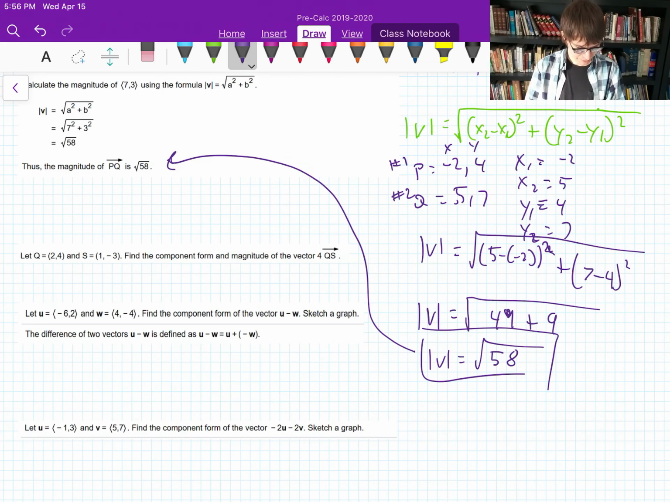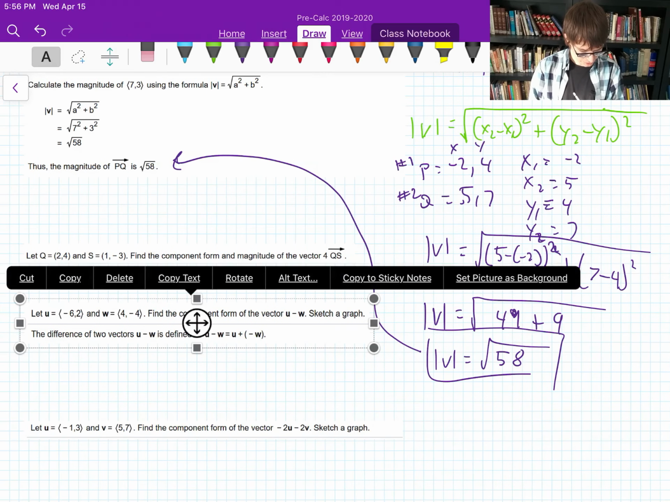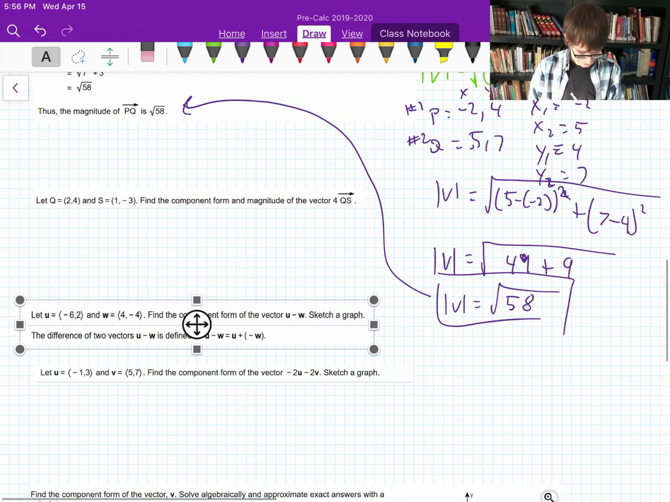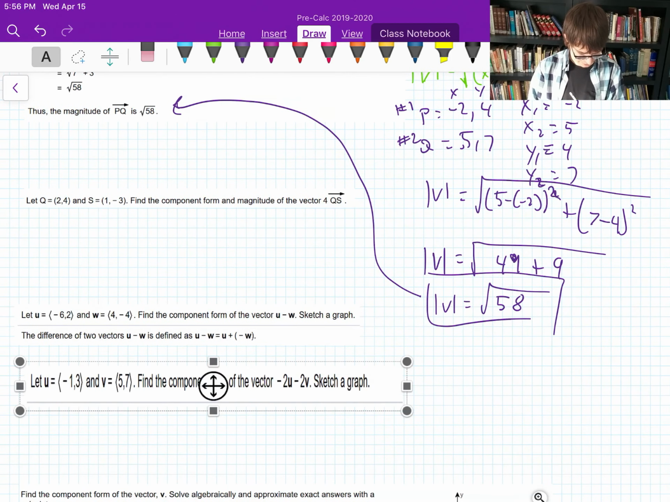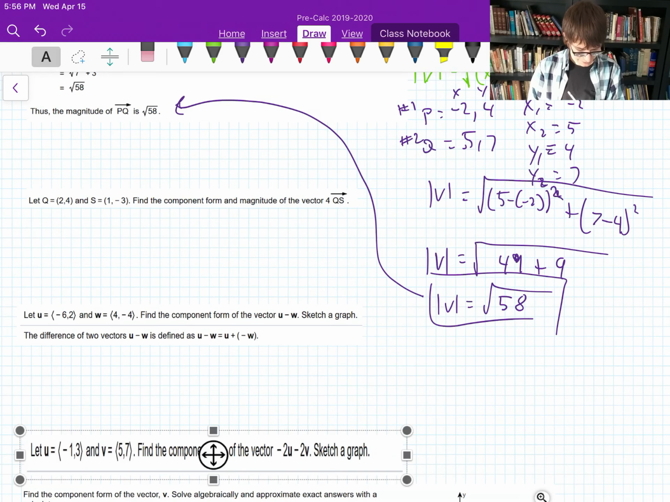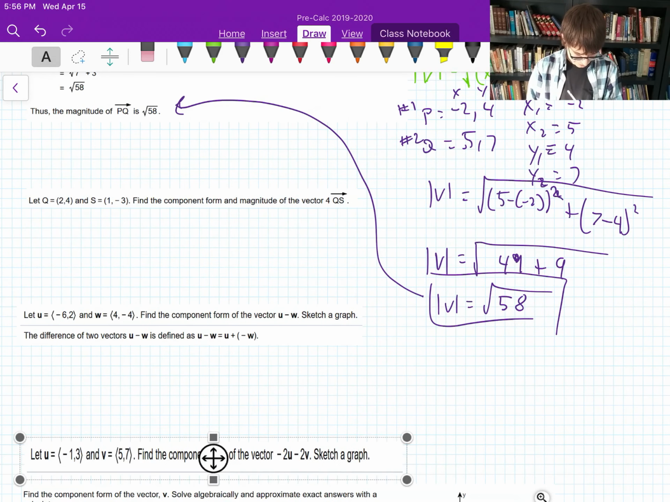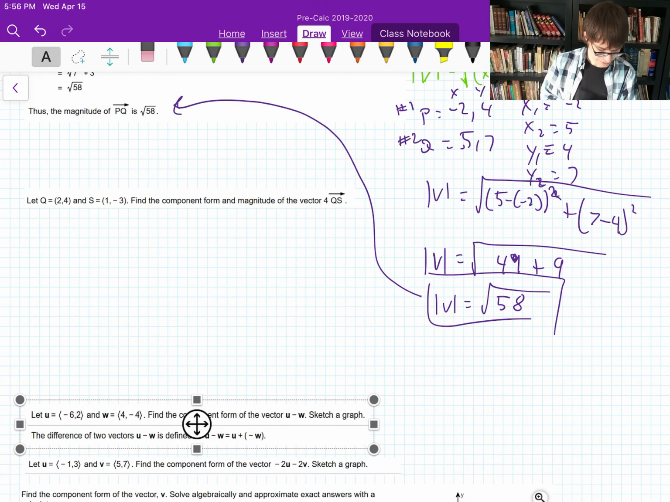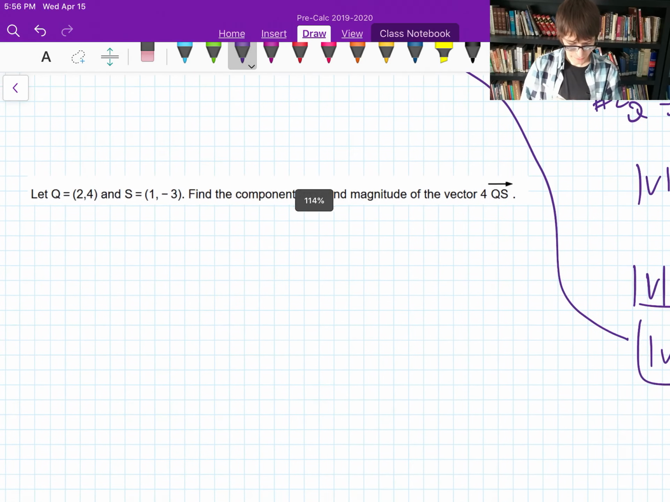Oh, it looks like I need to make more space. While I'm making more space, let's read the problem. It says let q equal <2, 4>, and s equal <1, -3>. And it's asking, oh, that's messy. We'll deal with that later. It's asking, what is the component form and magnitude of 4 times qs? Okay, so let's look at what's going on there. We said q equals <2, 4>, and s equals <1, -3>, and we're going to find the component form.